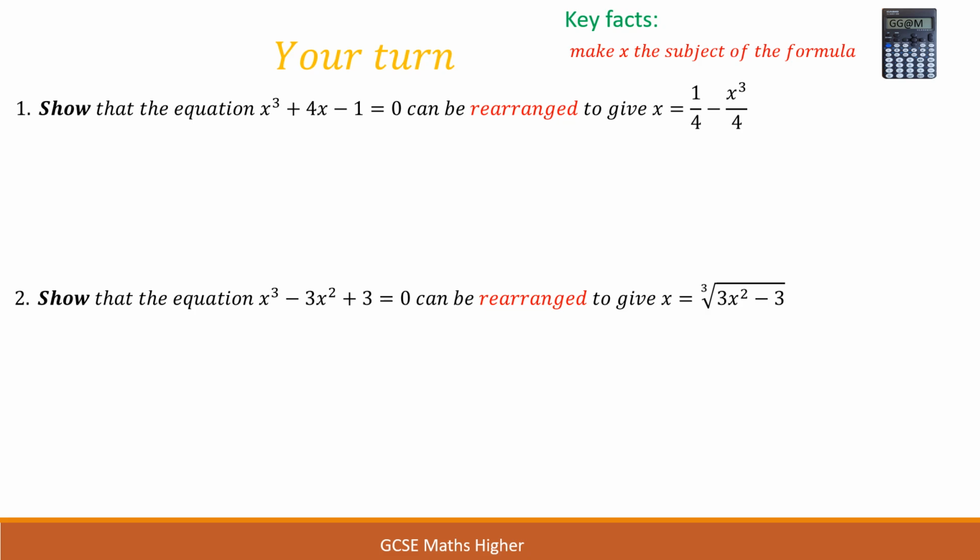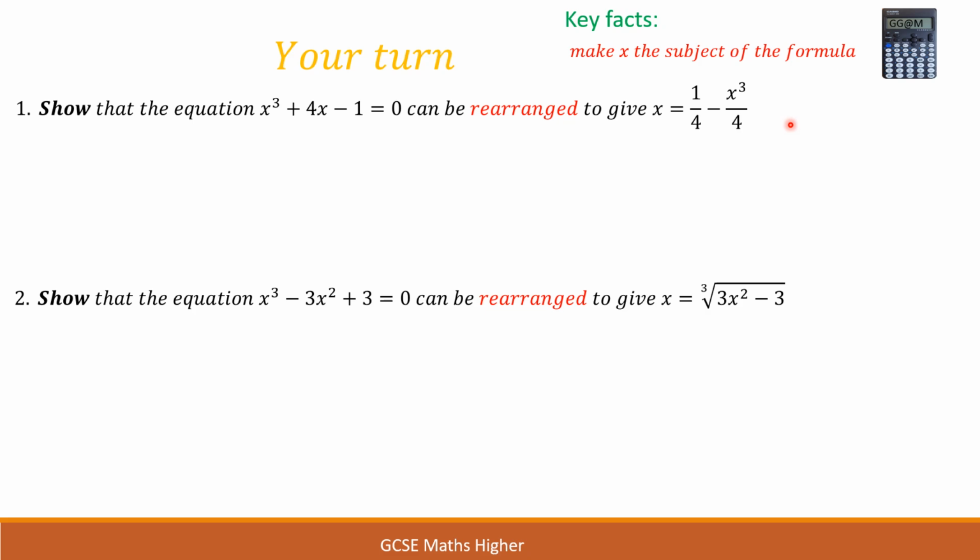Now it's your turn. You're going to have a go at working out the rearranged equation. So remember, rearranging means make x the subject of the formula. So that's what this word here, rearranged, means. So you've got to rearrange this equation, x cubed plus 4x minus 1 equals 0, into x equals a quarter minus x cubed over 4. And the second one, x cubed minus 3x squared plus 3 equals 0, rearranging to give you the cube root of 3x squared minus 3. Press pause, have a go at working out the answer, and then press play when you're ready to hear the answer.